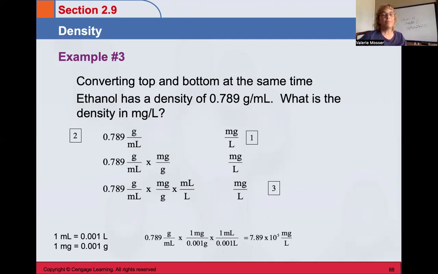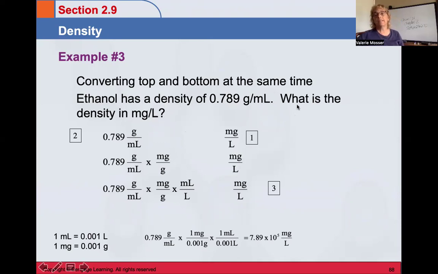But I mentioned that that was 99% of the time, not all the time. What if we only have a single value in our problem and it has two units in it? What about a problem like this? Ethanol has a density of 0.789 grams over mils. What is the density in milligrams per liter?